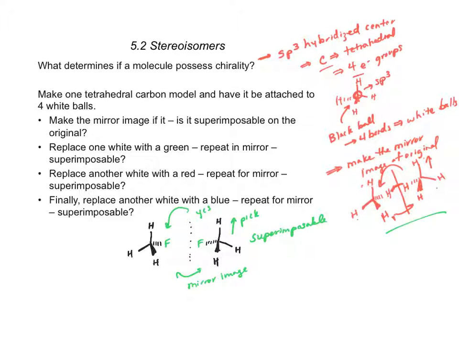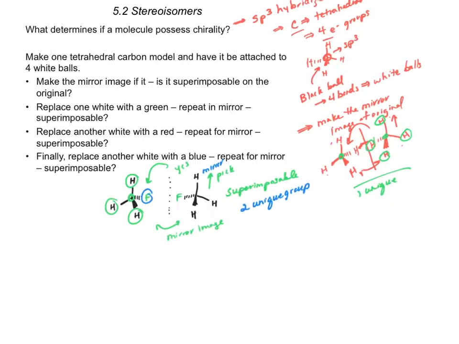Okay, so here we had a tetrahedral carbon, that's our big requirement. We had only one unique group, right? They were all hydrogens. So hydrogen, hydrogen, hydrogen, one unique group. Here we have a tetrahedral carbon, right? Now we have hydrogen, hydrogen, hydrogen, and now we also have a fluorine. So here we have two unique groups around our tetrahedral carbon, okay? So again, with two unique groups, the mirror image is superimposable on the original object. So this is not chiral yet, okay?